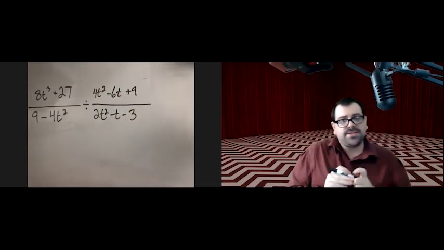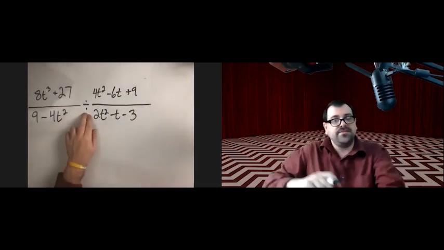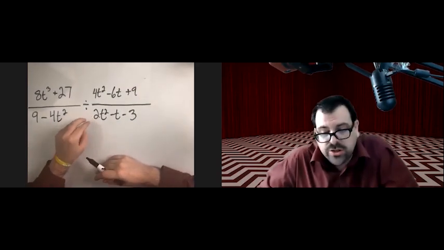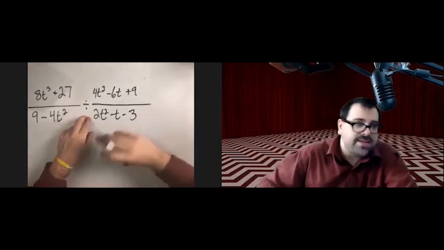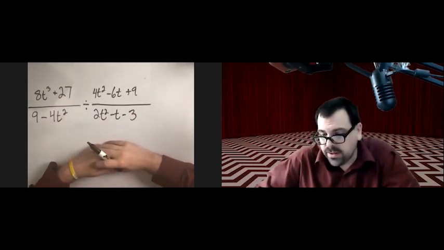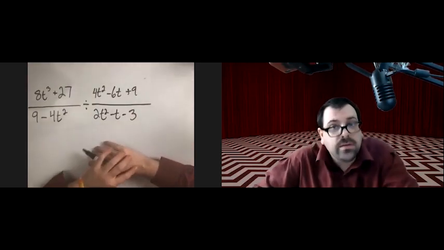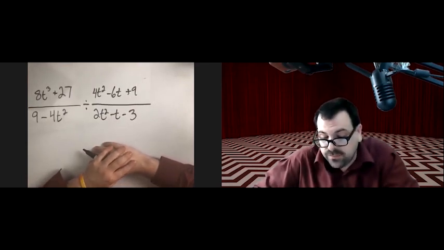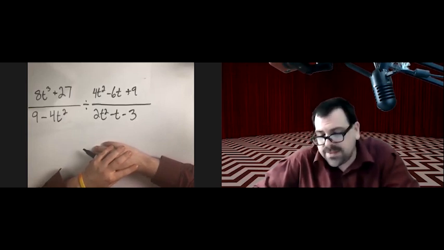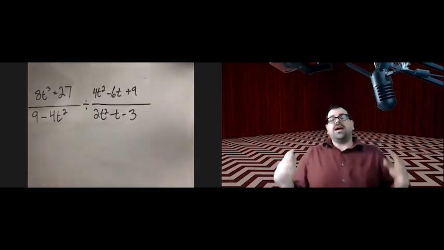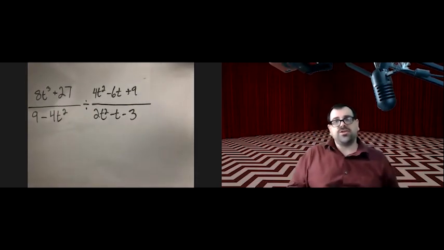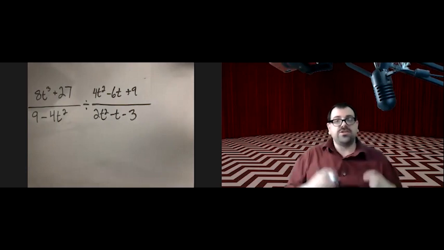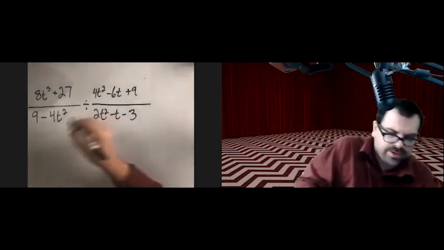Now, some people might see the division problem and want to change it to a multiplication by flipping the second fraction right away. Don't do that. I'm going to explain why. Hopefully you heed my warning. But the first step is going to be to factor everything, just like it was in the multiplication problem. Factor everything first before we do anything else.